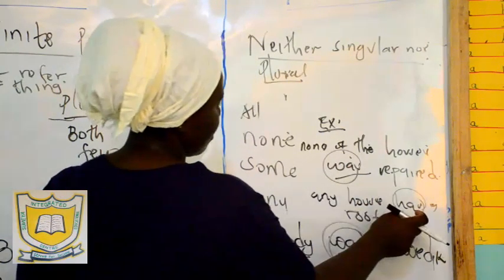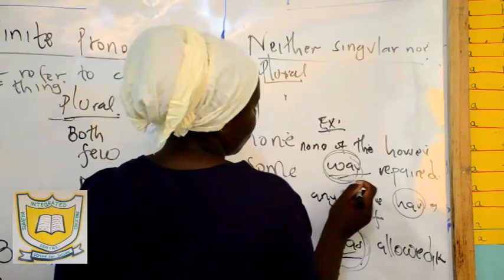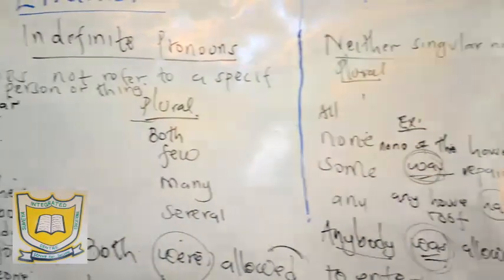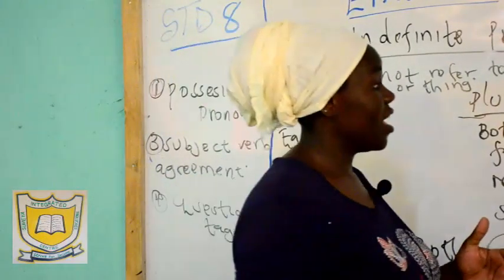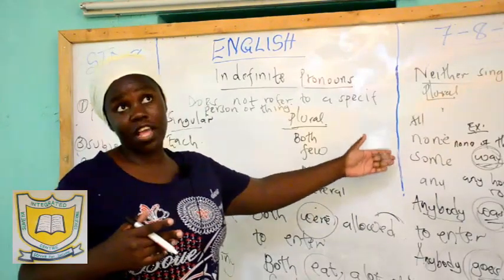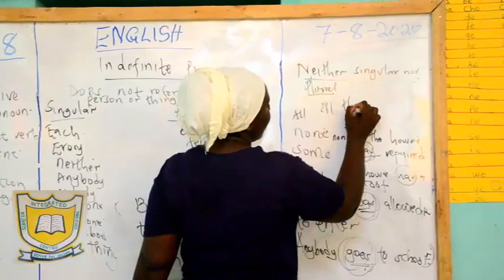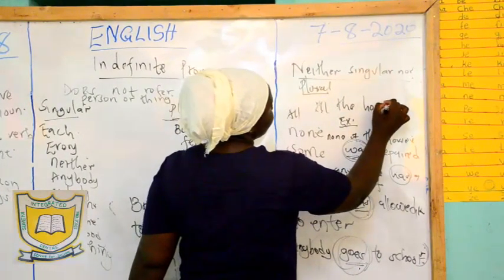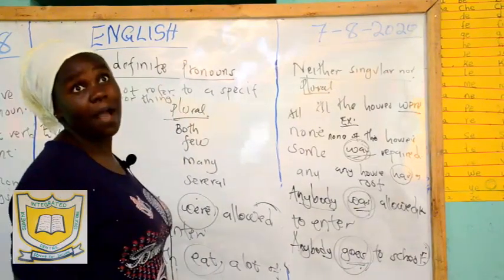I'm having "has" as a singular helping verb, and then "was," which is a singular helping verb. But I can use this also with a plural helping verb. I can say all the houses were repaired.